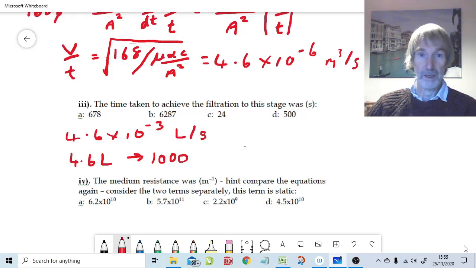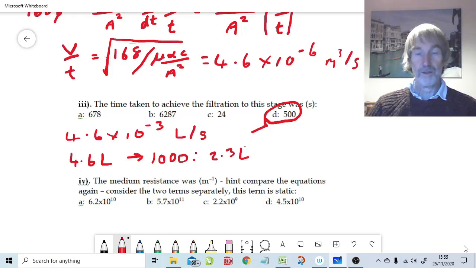We're only filtering 2.3 litres. The question only asks us to filter half the filtrate, so in other words, it's just 500 seconds that it would be the time taken to filter the 2.3 litres. It's at this stage that the filtration changes from being constant rate to constant pressure. You'll see that in the next question. So this question is the sort of forerunner for the next question, which follows pretty much the sort of thing I was talking about with the filter press, where it's constant rate then followed by constant pressure. That's what we'll have here.